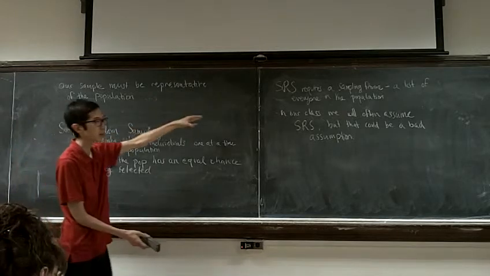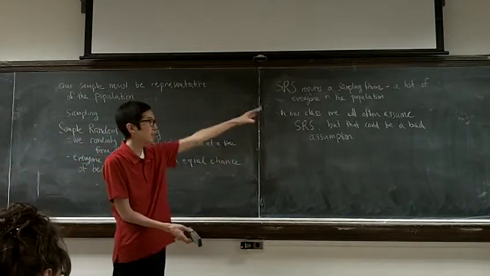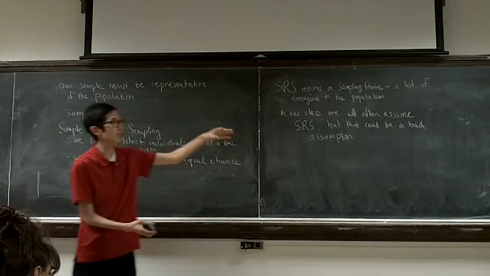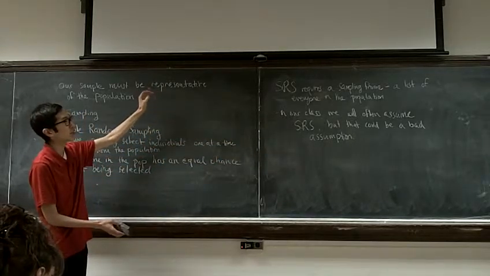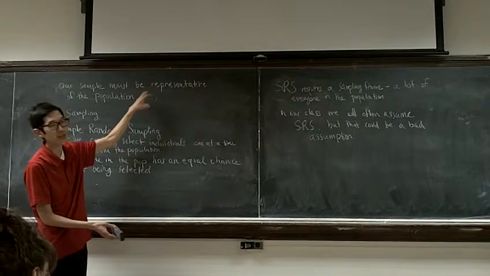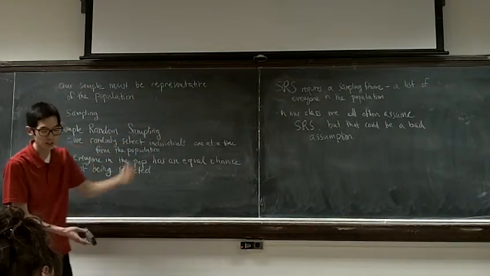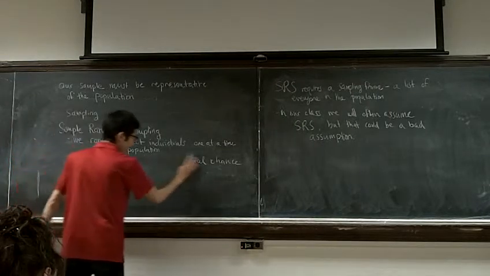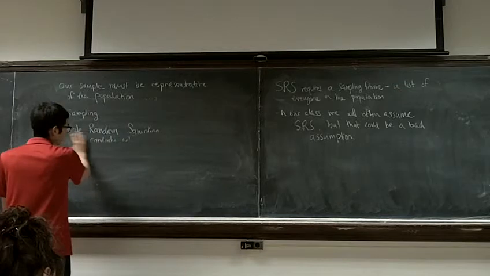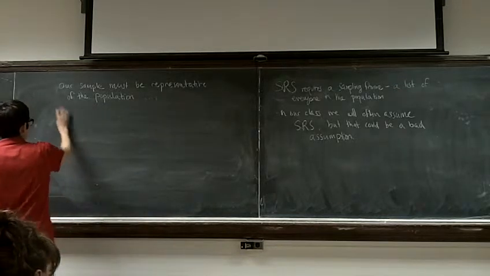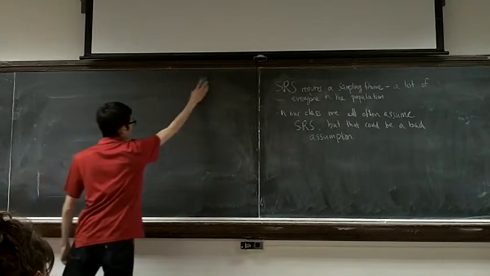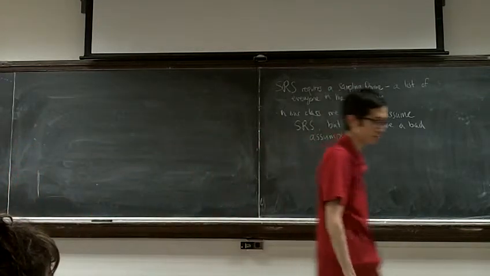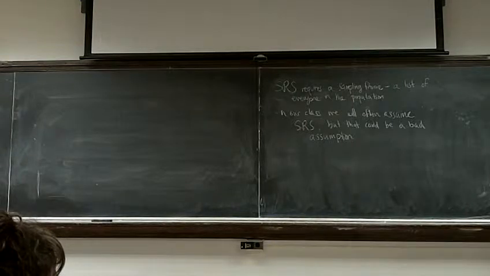A lot of times in experiments, we ask for volunteers, and that's not going to be a simple random sample. We're just getting volunteers. But we could say, we have no reason to believe that our sample is not representative of the population. And a lot of times you have to do that with experiments. But if the sample you have is clearly not going to be representative of the population, then you have to be wary of that.